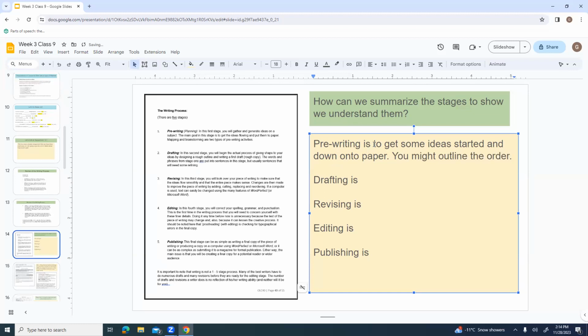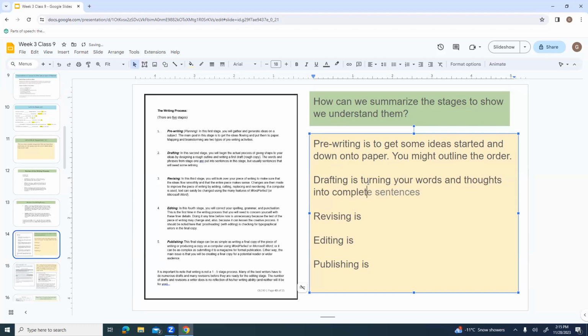Okay. Drafting. What's the main idea or the main activity for drafting? And basically, drafting is turning your words and thoughts into complete sentences and, I would say, paragraphs.